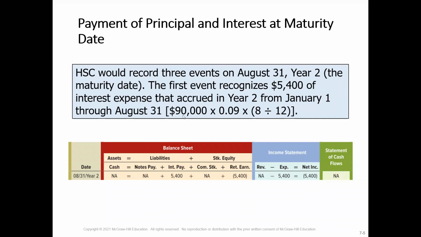So our interest expense for January 1st through August 31st is 8 months of interest. Begin with the same principal, same interest rate, and then the time factor would be 8 months out of 12. So instead of a full year's interest, we get for year 2, $5,400 interest. The interest payable comes out the same. It's the income statements which are affected, as the interest expense would be deducted.